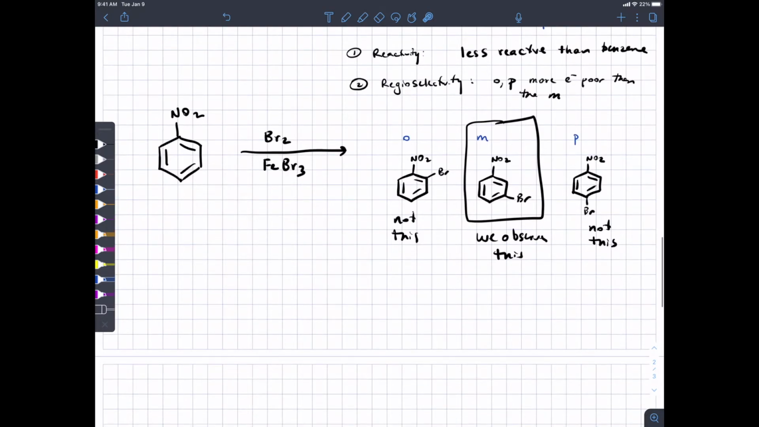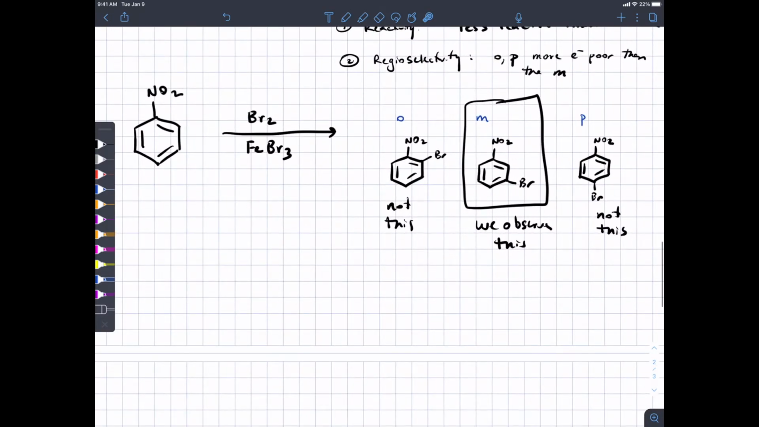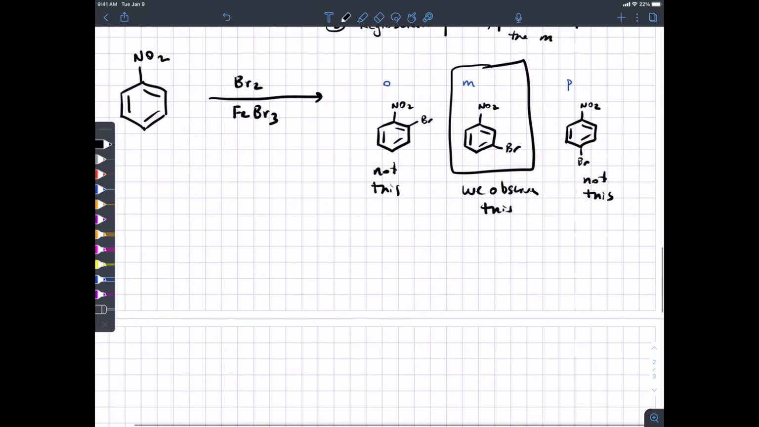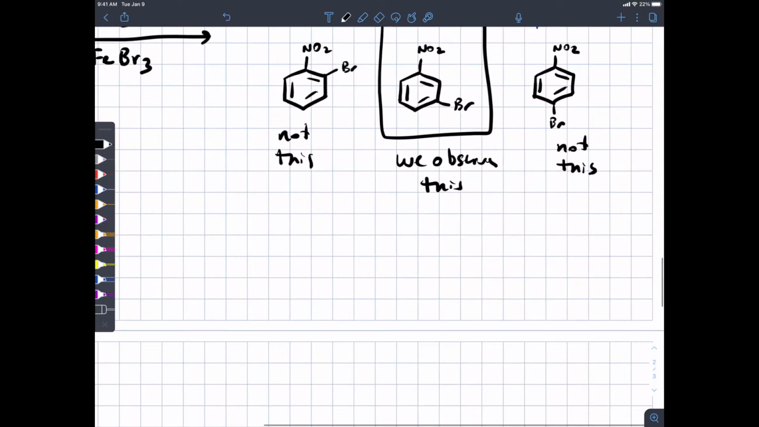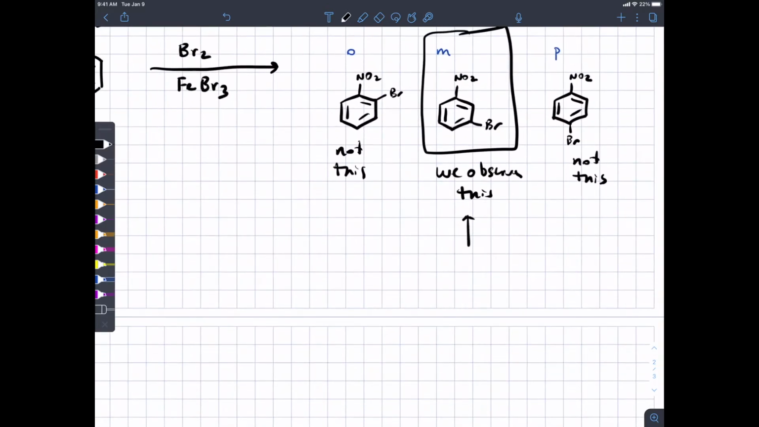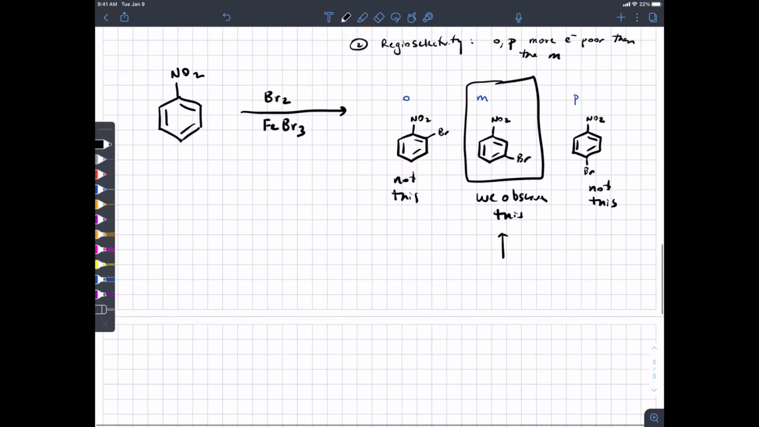One other way you can understand why the meta product is favored is to think about the stability of the carbocationic intermediate that would have led to each of these products, right? So we are running out of space.